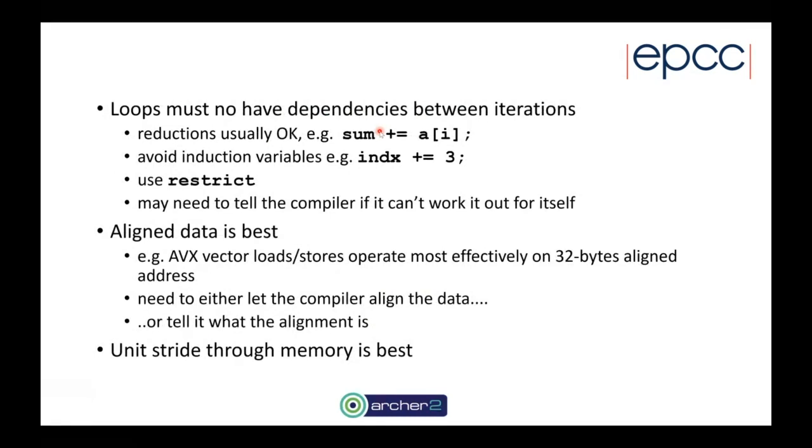Just like in OpenMP, loops must have no dependencies between iterations. Otherwise, the compiler will say, I'm not going to vectorize that because there's a dependency here. I can't do 4 iterations at once because the iterations depend on each other.